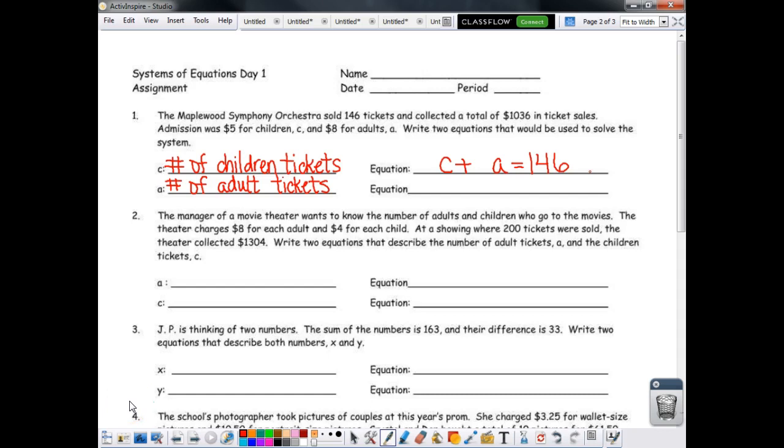Then we have a second equation that we have a total of money, right? Okay, so again, we have two options. We have children tickets and adult tickets, right? And together, the money was 1,036. But remember, we talked about if it's going to end up being money, what do we have to multiply by? Yes, I gave you the example.